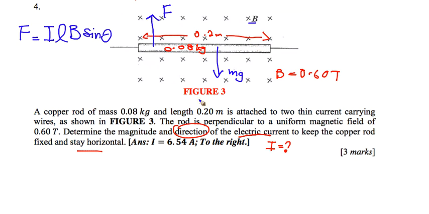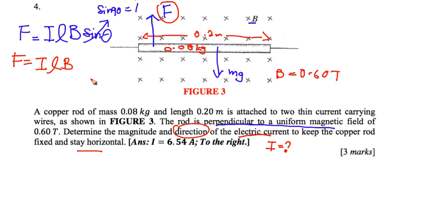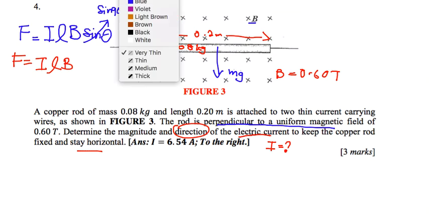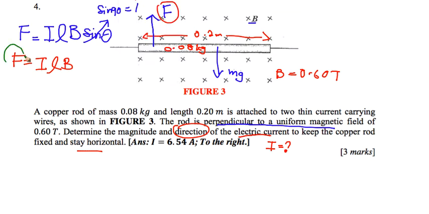Because according to the question, the rod is perpendicular to the uniform magnetic field, this is sine 90, and sine 90 is equal to 1. So in the equation, the force here is equal to ILB. So now, to calculate the current flow, this is the force produced because of the current carrying conductor in the magnetic field B.